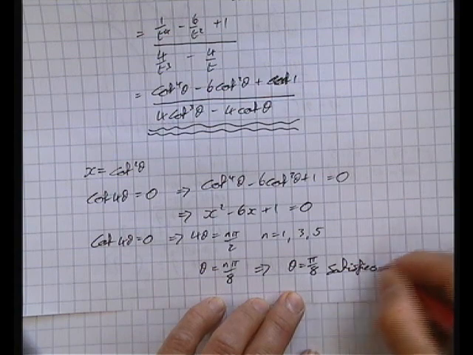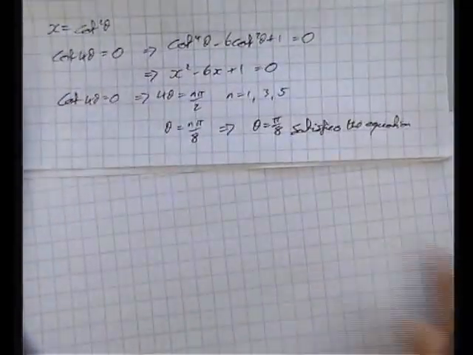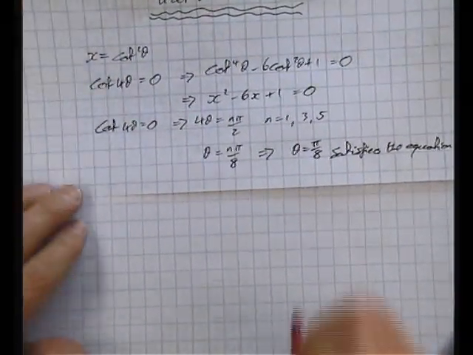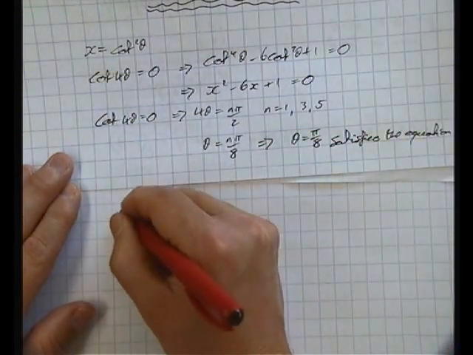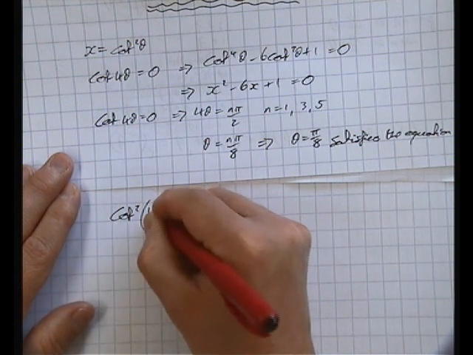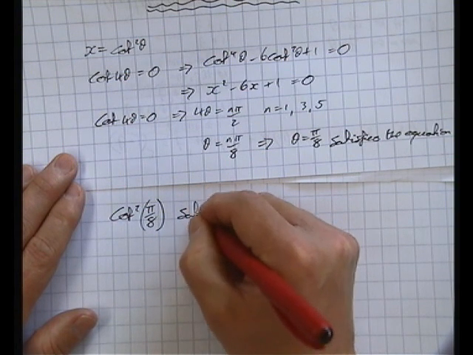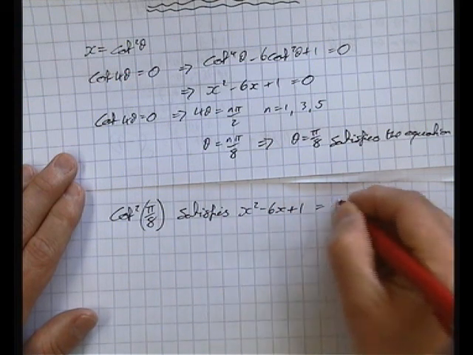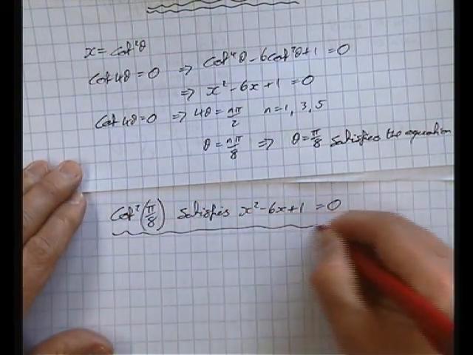satisfies the equation. And then we can tidy this up, so we know that theta equals pi by 8 satisfies cot 4 theta equals 0. Then we can say cot squared pi by 8 satisfies x squared minus 6x plus 1 equals 0, which is what we had to show.